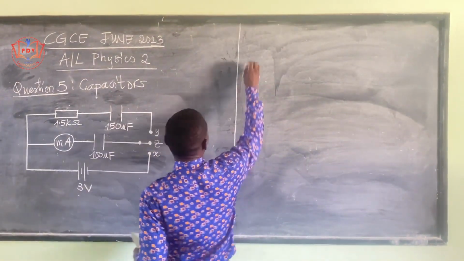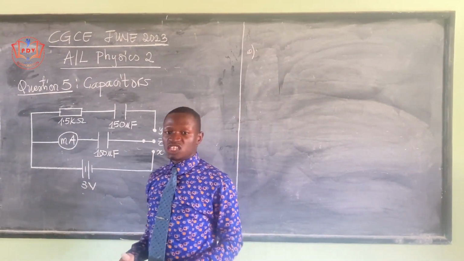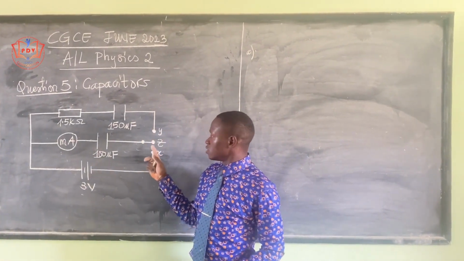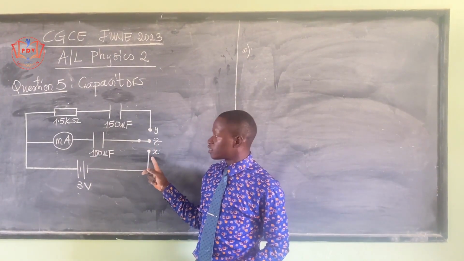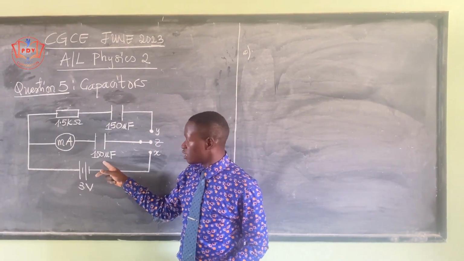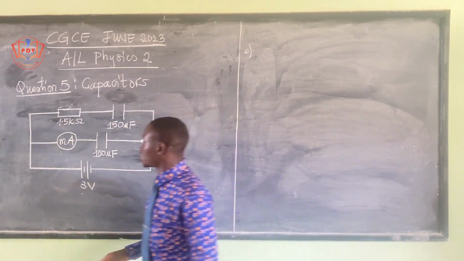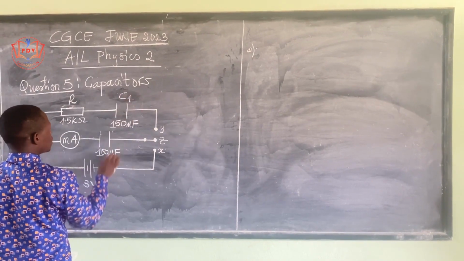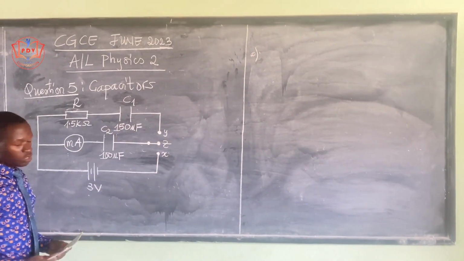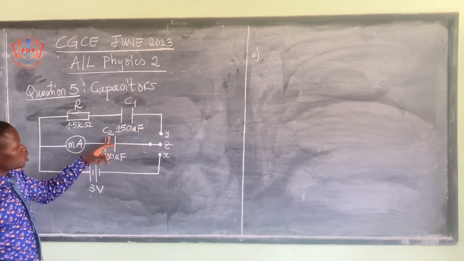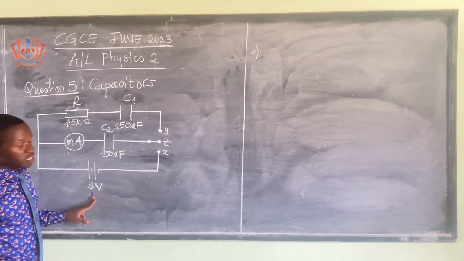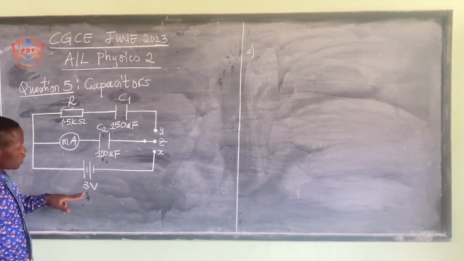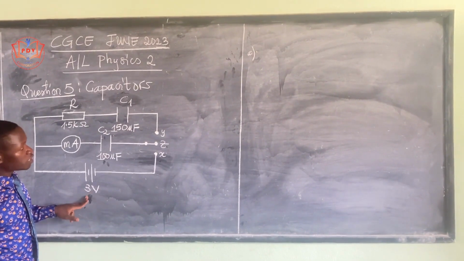Okay, the first part of the question says that we should determine the initial current in the circuit. So what happens here is that Z is moved to X and the capacitor charges across the 3-volt battery. Let's call this resistor R, this capacitor C1, and this one C2. So when we move Z to X, C2 charges across the 3-volt battery until full charge. At full charge, the PD across C2 is 3 volts, the PD of the cell.